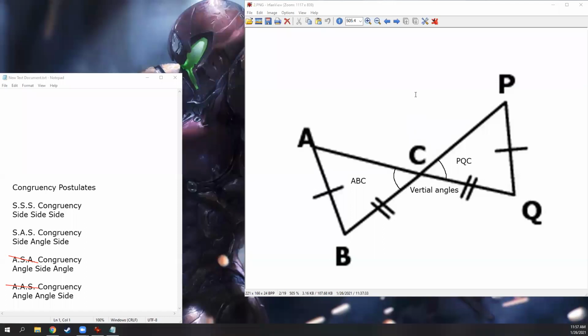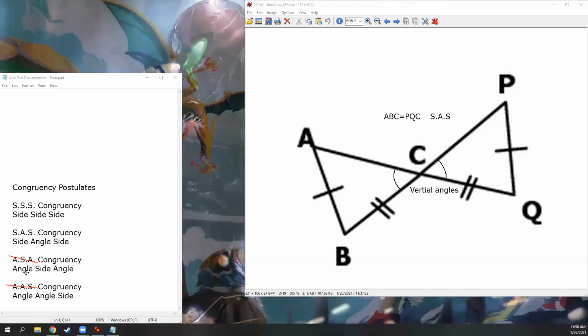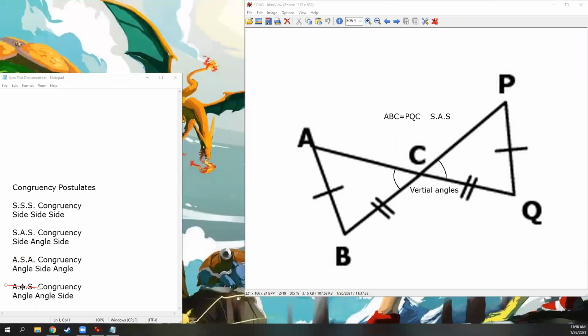All right, cool. But you've probably already guessed it by now. ABC is equal to PQC because of SAS. Side angle side. So it's just a mild process. It's something you have to kind of look at and start putting together and figuring out. It's always going to be one of these four for the time being.